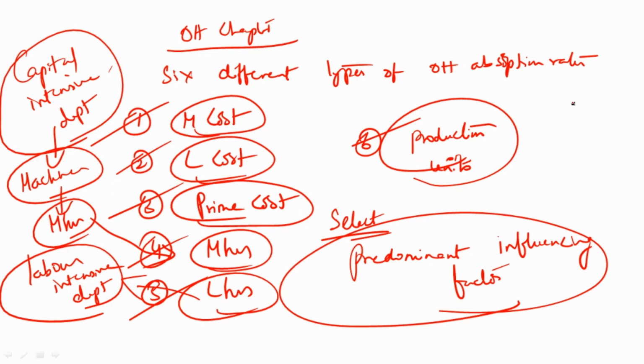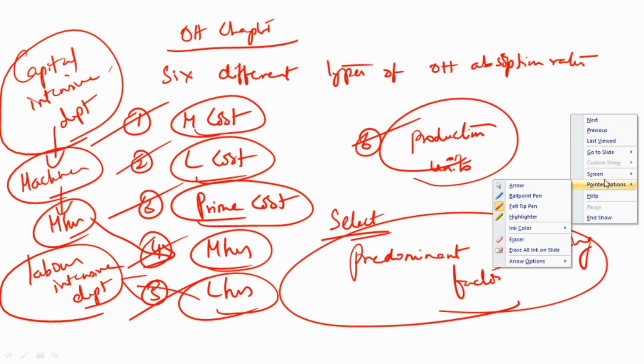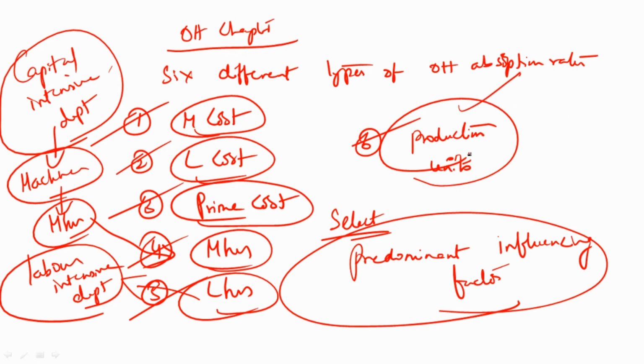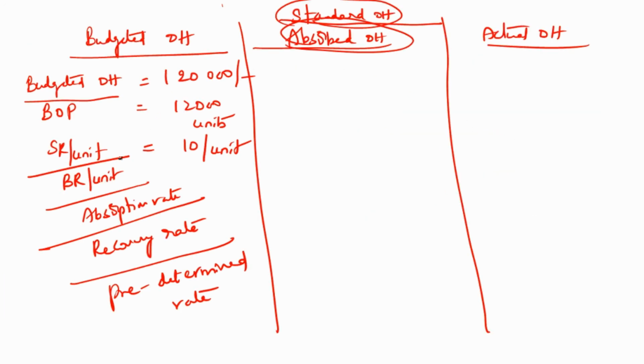In the example which I'm trying to explain here, I went with this method, the production units method. Out of these six methods, I've chosen the production units method. And that is the reason here I've divided by the budgeted output. Otherwise, if it were a labor intensive department and you had chosen labor hours, then you would have divided by budgeted labor hours. Then it would have been the standard rate per labor hour, or labor hour rate. Otherwise, you could have divided by machine hours also. Then it would have been the machine hour rate.